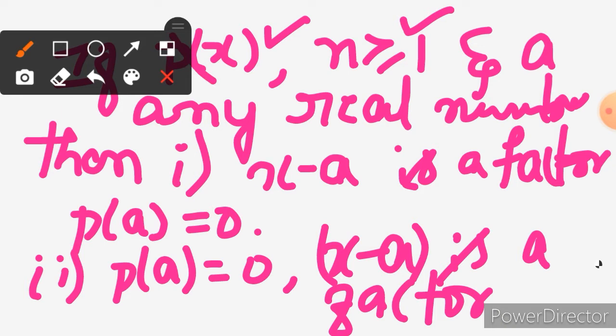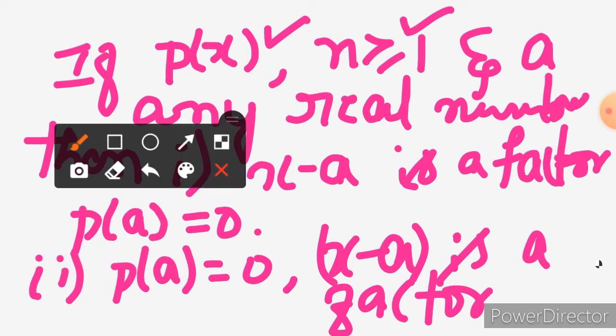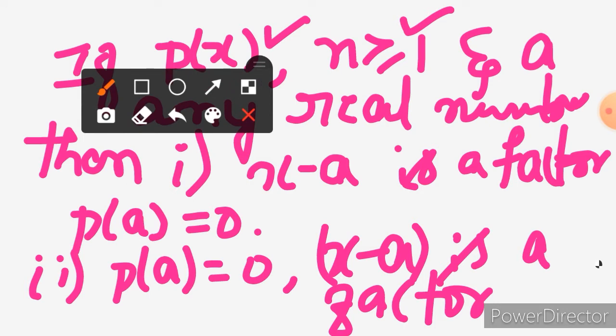Let me make you revise once again. If p of x is a polynomial with the degree n greater than or equal to 1 and a is any real number, then x minus a is a factor of p of x when p of a is equal to 0. That is the first condition. And the second condition, p of a equals 0 when x minus a is a factor.